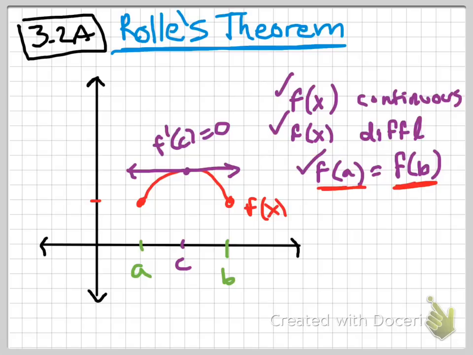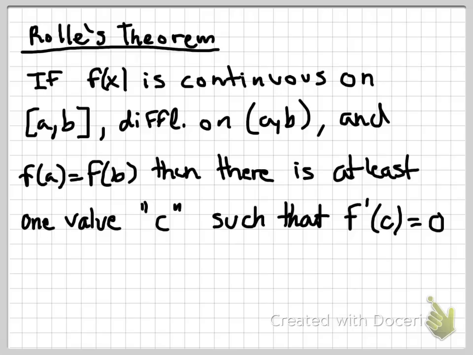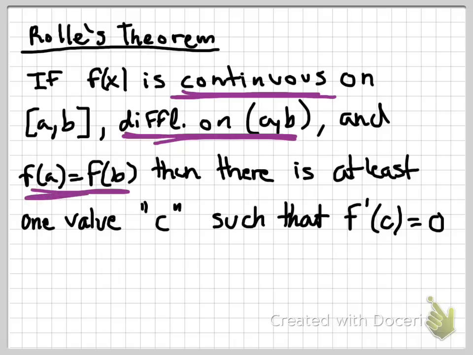So that's Rolle's theorem. To state it how we have it worded in our textbook, it looks like this, and I would write this down. If f of x is continuous on a to b, differentiable on a to b, and f of a equals f of b, then there is at least one value c such that f prime of c equals 0. So there's got to be one spot on the graph where the derivative equals 0. Now it's possible there are 6 points where this could happen, but there's got to be at least one.